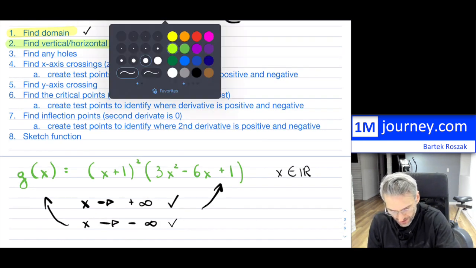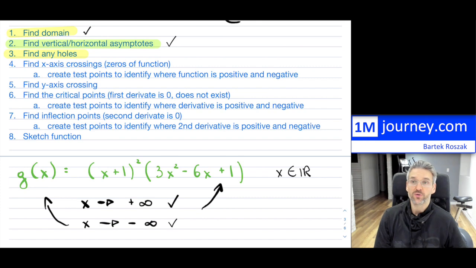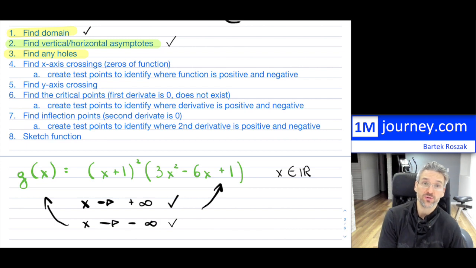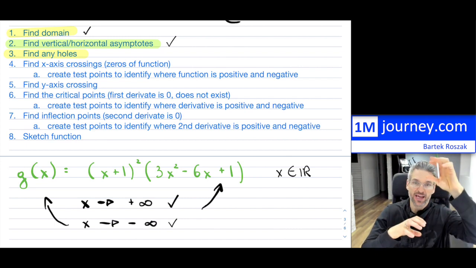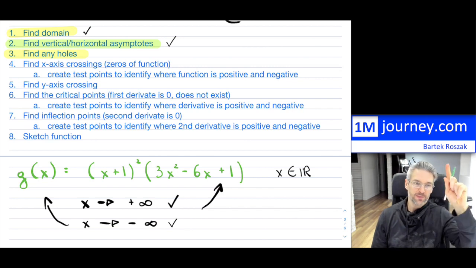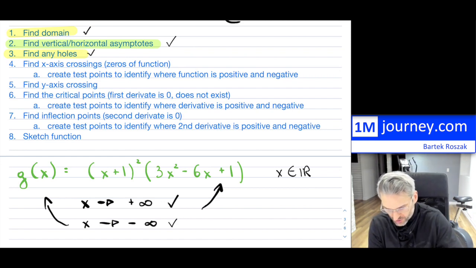Step number 3 asks us to find any holes. This goes back to you understanding what holes are, and those can only happen if you have a numerator and denominator which cancel out at one particular point, and it creates a hole in the function. For polynomials, that will not happen. I'm going to put up a link above for you with regards to holes, and it also talks about vertical asymptotes as well. You can take a look at that if you want to. But for polynomial functions, we don't have to worry about it. So check mark over here, nothing to worry about.